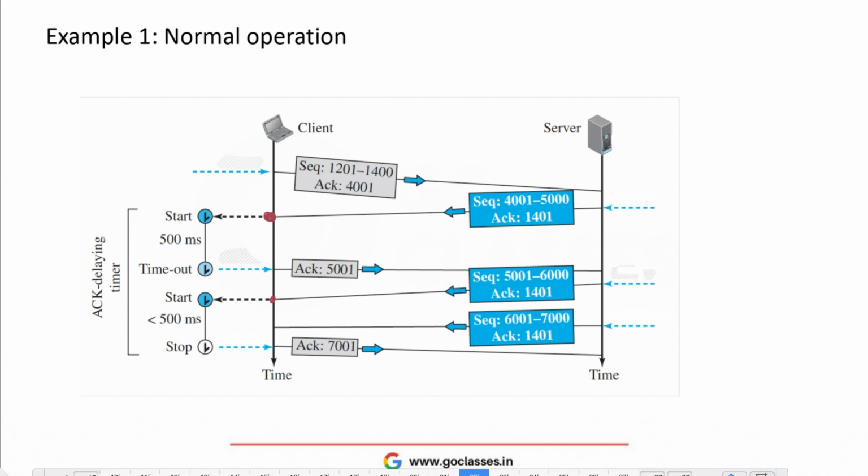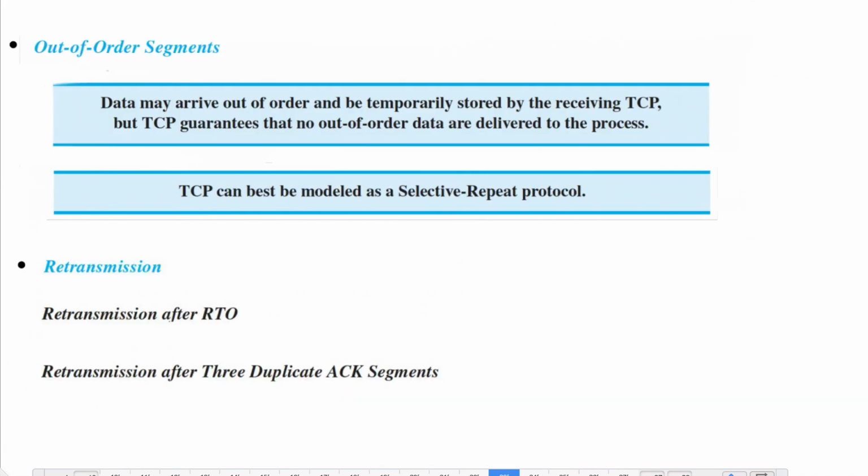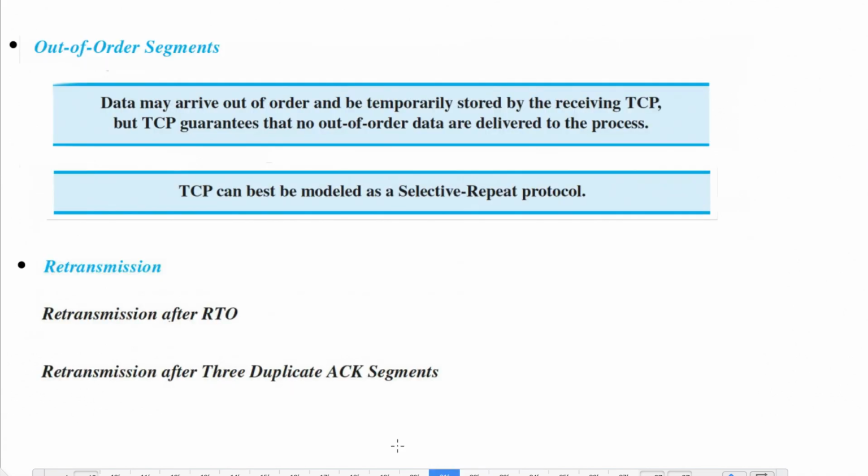Now let's talk about some of the operations where I will be receiving an out of order packet, and I may need to retransmit some packet because of a lost packet. So let's talk about some interesting cases. Before that, let me tell you what happens if there is a packet that is out of order. That is very obvious, because TCP uses the selective repeat protocol, which means it will store the packet, but still I have written it in the slide.